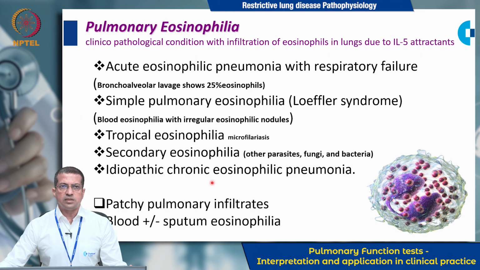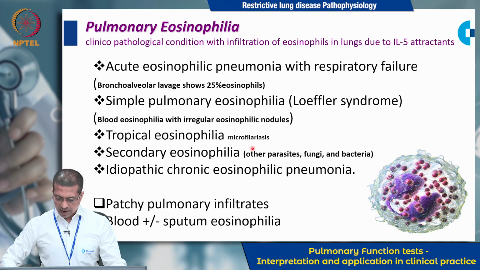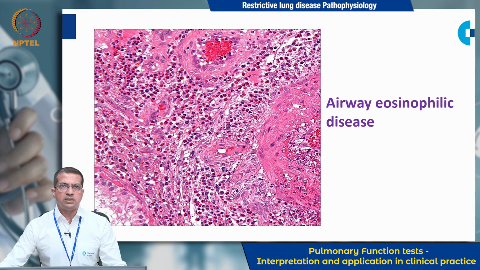Now we have finished the thickening part of the lung walls. Now the space of the lung is compromised due to some kind of substance or cells. Here the first condition is eosinophilia. People having acute eosinophilia, or Loeffler syndrome, or tropical eosinophilia due to a parasite called microfilaria, also called elephantiasis, or secondary eosinophilia due to some fungi or bacteria, or chronic eosinophilic pneumonias, all have eosinophils fully occupying the alveolar space, and this will decrease the vital capacity of the lung. This is why it is called restrictive lung disease.